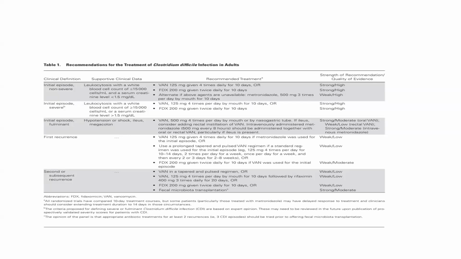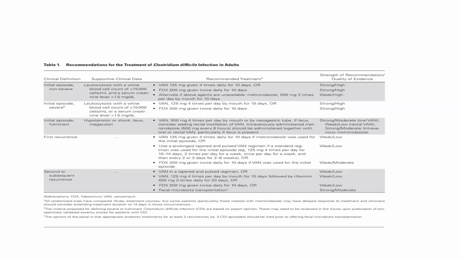So if the initial episode is severe, but the patient is maintaining hemodynamics, that means severe means the WBC count is more than 15,000 or creatinine is more than 1.5, then we can treat this patient with vancomycin, that is 125 mg 4 times daily for 10 days, or fidaxomicin 200 mg twice daily for 10 days.